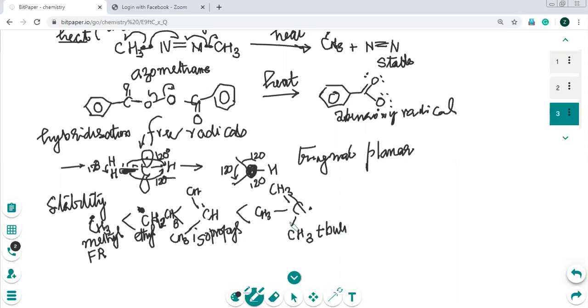Now I have noted, see here I have written, it is stable due to two effects. That is, tertiary is more stable than secondary, more stable than primary, more stable than methyl free radical. Now, there are two reasons for it. Number one, what you call as inductive.